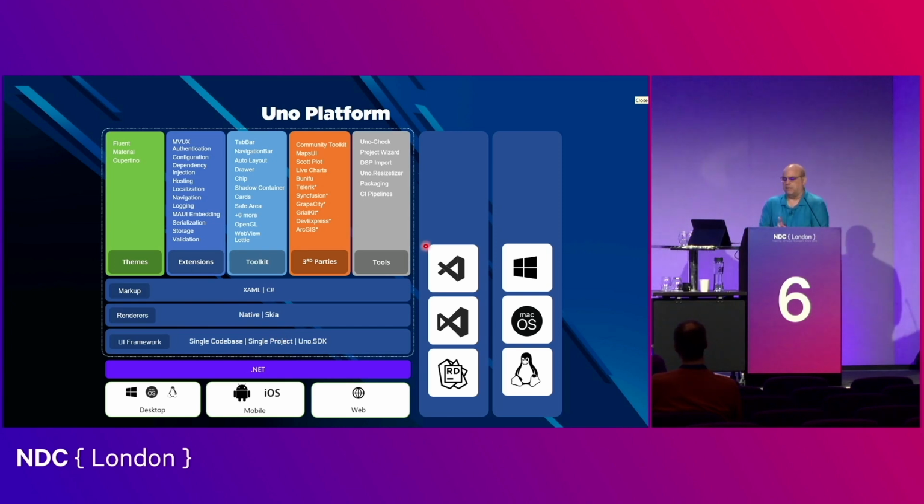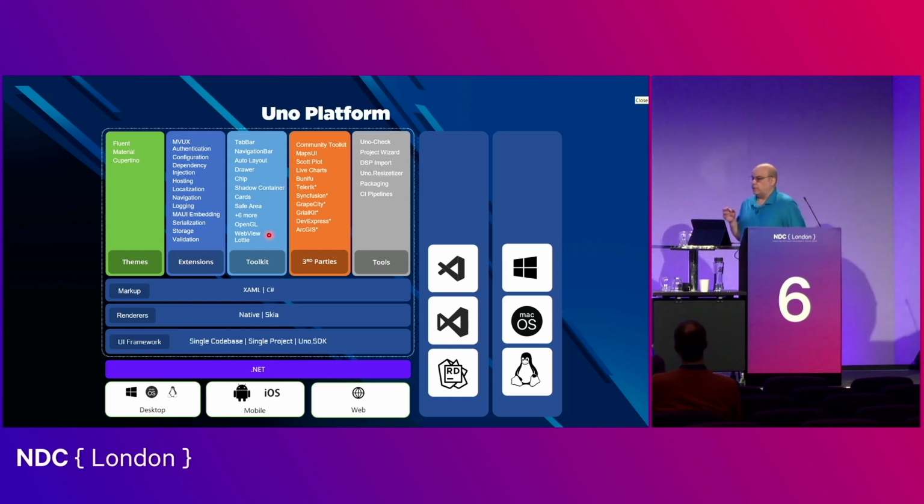So Uno is comprised of basically 4 parts, although there's 5 listed here. There's themes. It has a Fluent theme for the Microsoft look and feel. It has a Material theme for Android, and it has the Cupertino feel or theme for iOS devices and Macs. And behind the scenes, there are a bunch of extensions it provides, things like navigation, hosting, dependency injection. It tries to make it as easy as possible for you to build it, which we'll see as we start doing some of the demos.